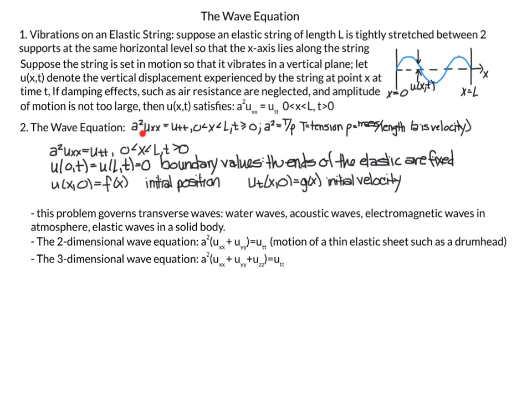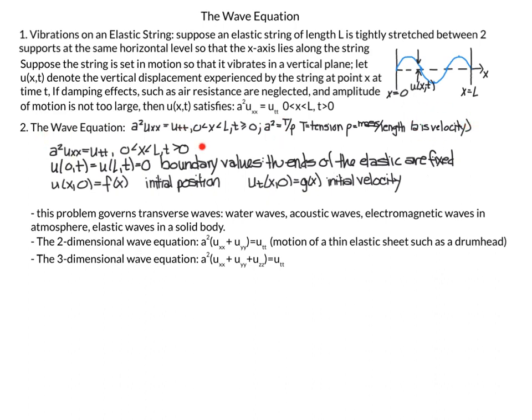And here I've rewritten the wave equation, and x can go between 0 and L. The time is always greater than 0, and a squared is equal to T over rho, where T is equal to tension, and rho is equal to the mass over length, or mass density. And we can see that the units for a squared tells us that a is a velocity.